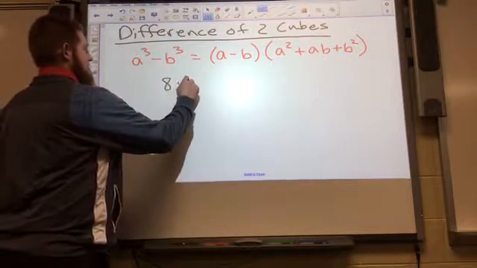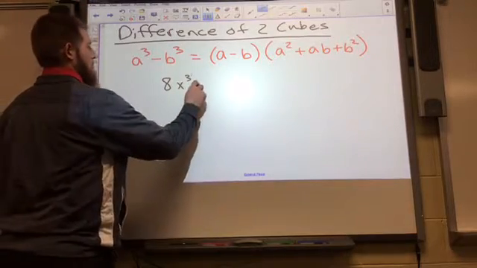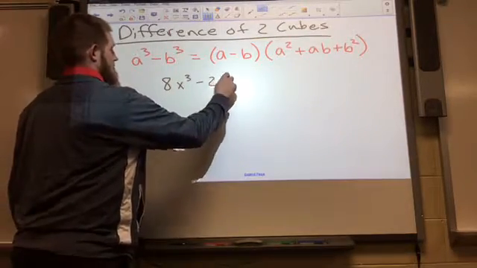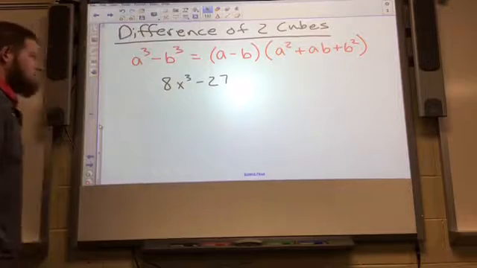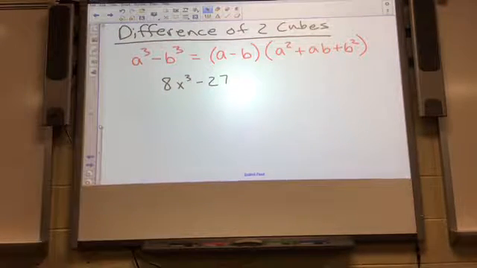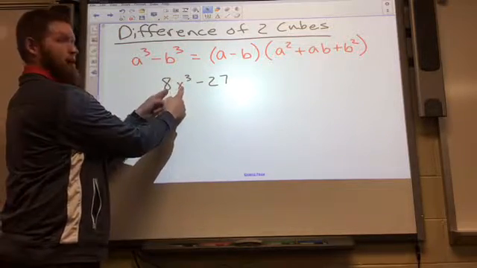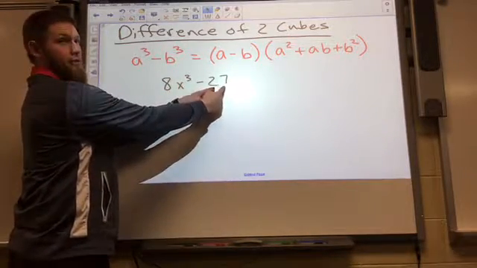I have 8x cubed minus 27. Is that a perfect, or is that a difference of two cubes? Yes, because each of these is a perfect cube, right? And this is a perfect cube.